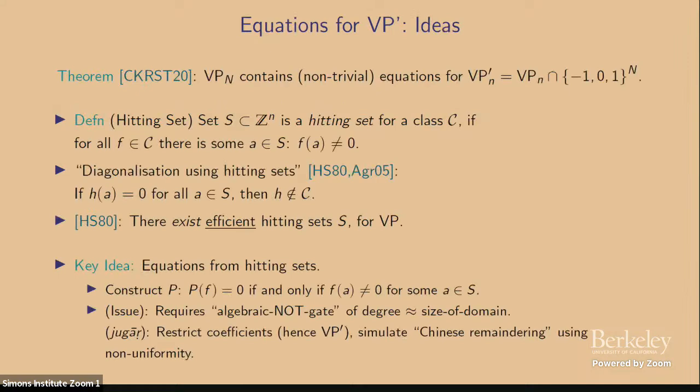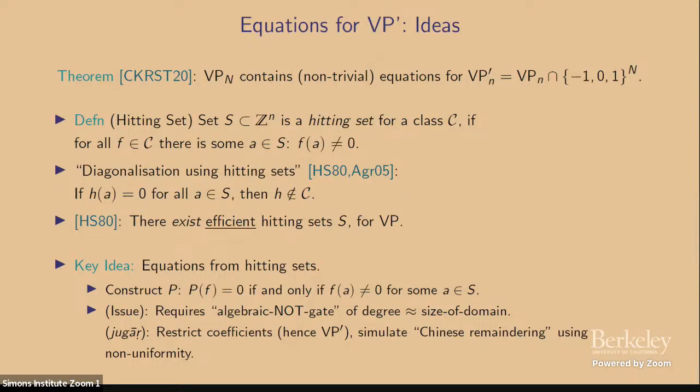Sorry, if there are other questions. If you want to tell me it separates VP prime from VP prime, then you couldn't do this, not directly. But if you give me a hitting set that does not work for some bounded coefficient polynomial in VNP, then we are done. Maybe you can do this using a boundary argument. Not that I know of right now.